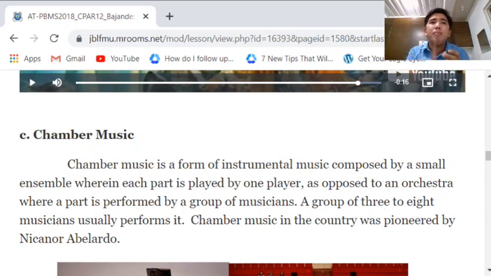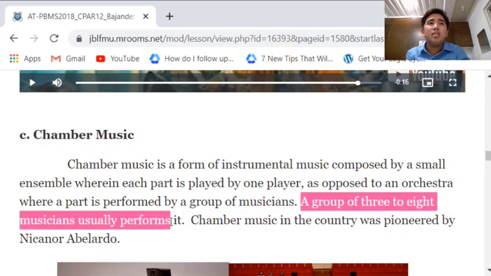However, in chamber music, each part is played by one player, or by one musician, using an instrument, for example. So that's the difference between chamber music and orchestra. I hope you will remember it and you will take note of it. A group of 3 to 8 musicians usually performs it, chamber music.